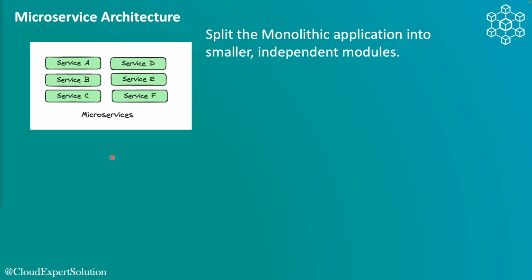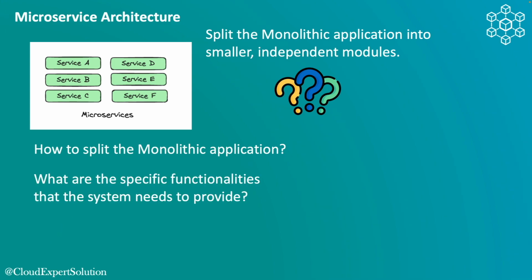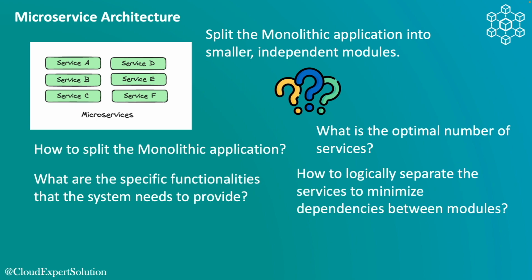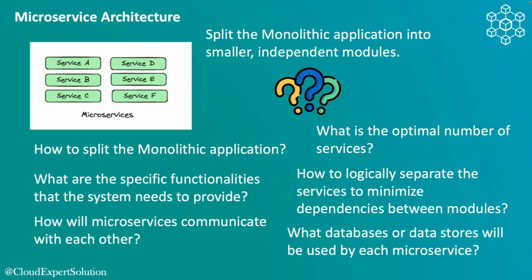Now that may trigger a couple of questions. How to split the monolithic application? What are the specific functionalities that the system needs to provide? What is the optimal number of services I should create from my monolithic application? How to logically separate the services to minimize dependencies between modules? How will the microservices communicate with each other? And what database or data store will be used for each microservice? Let's try to understand the answers to all these questions.